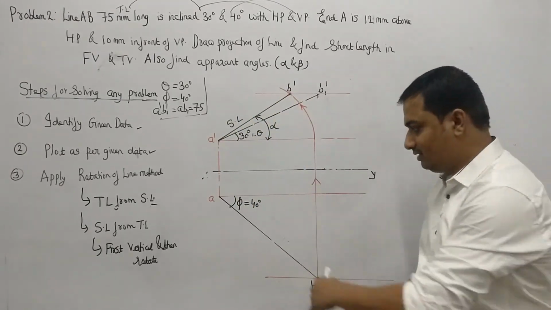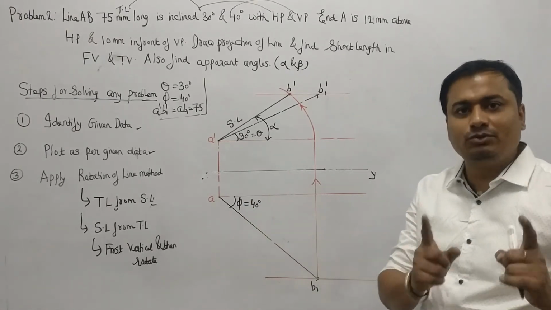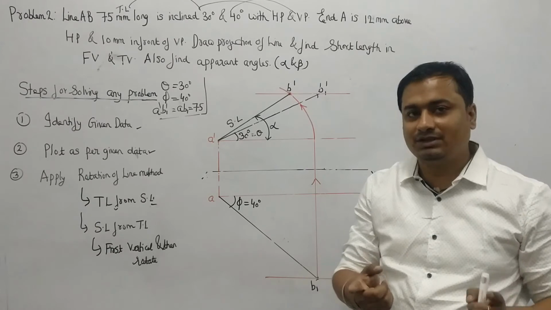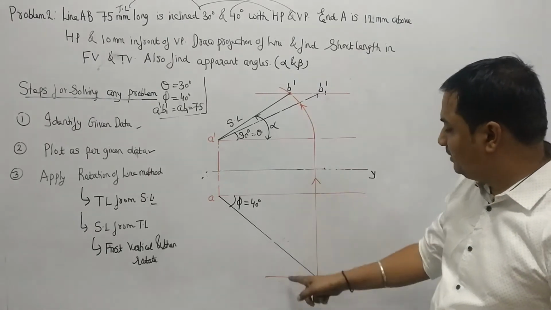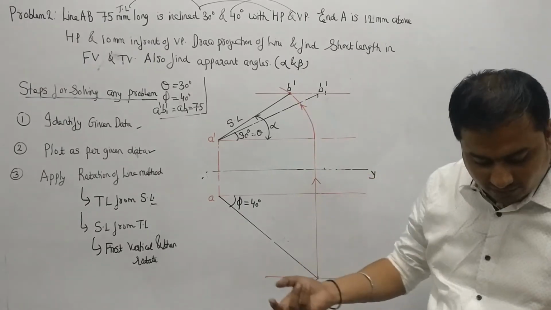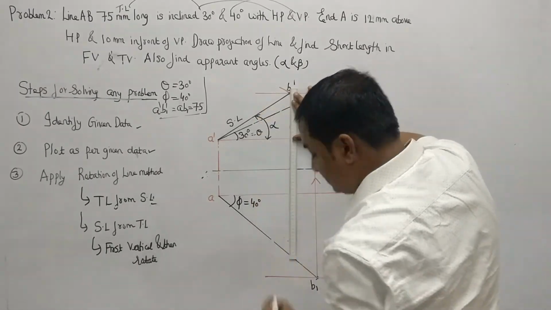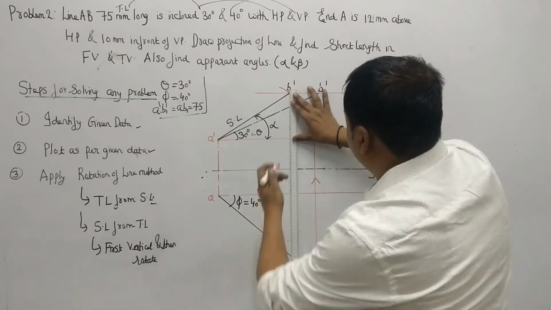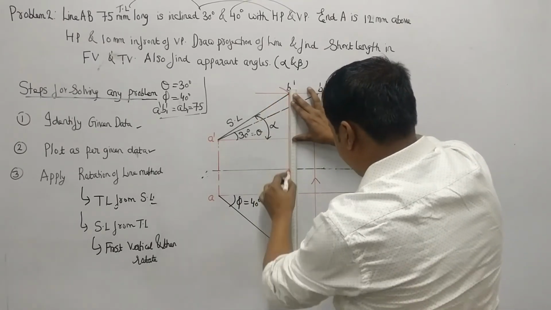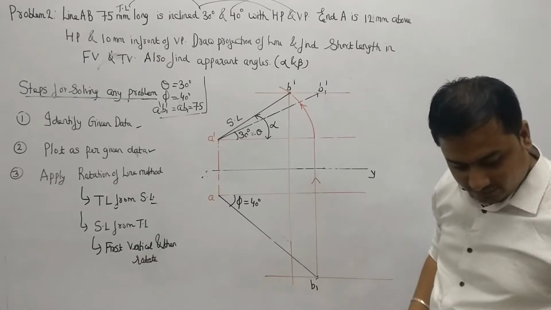Now how to obtain this short length in the top view? Now we will be using that concept. Which concept? The concept that B dash and B lie on the same line. So what we have to do is, simply I will be dropping the projector. It will be intersecting the locus of B1 somewhere.